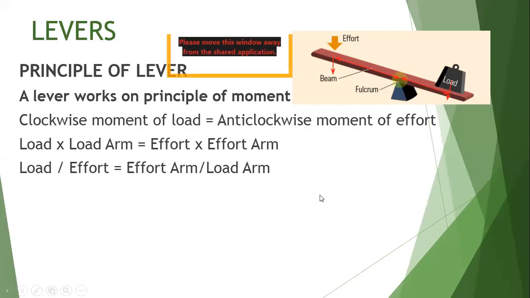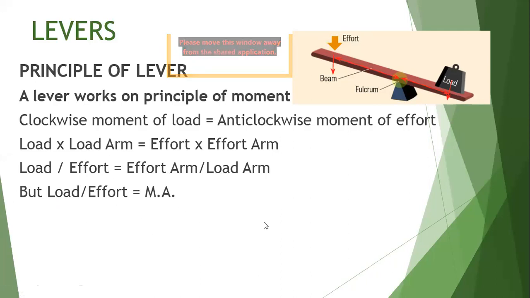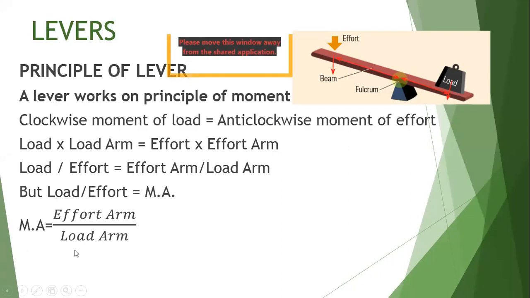Now here you will find effort arm upon load arm. So what is load upon effort? If you recollect, we had this very fundamental definition of MA. What is MA? It's a ratio of load to the effort. So if I replace this load divided by effort as MA, I get a new formula for MA of a lever. And this formula is nothing but MA is equal to effort arm upon load arm. This very formula is the base for understanding the levers.